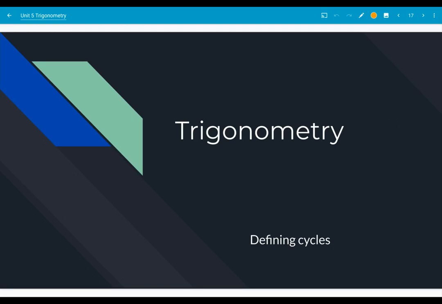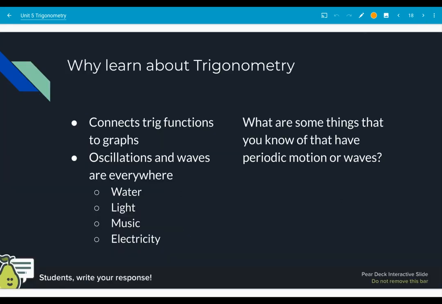In this video series and in this unit, we're starting to talk about trigonometry. Not only just SOHCAHTOA, but starting to look at what they look like on a graph. So why do we look at trigonometry? Well, it does connect these trig functions, sine, cosine, and tangent, to their graphs.